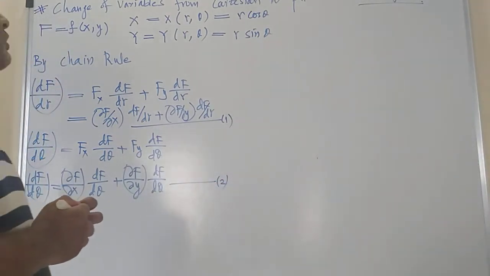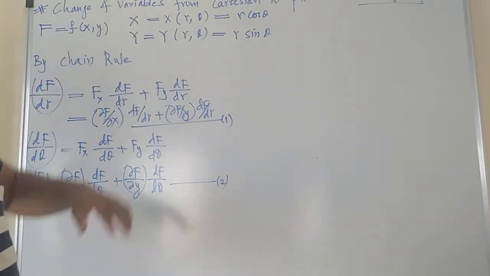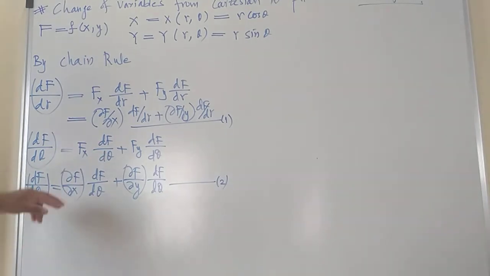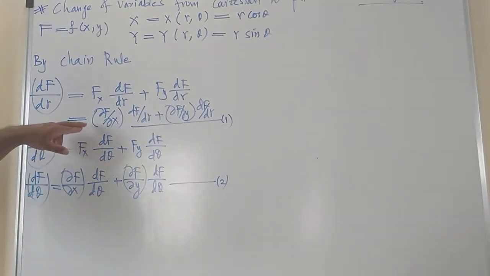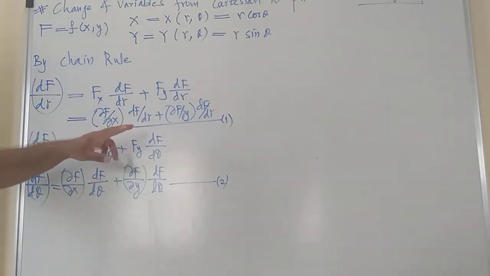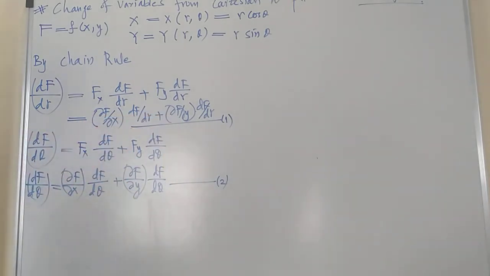Now in order to change the variables from Cartesian to polar coordinate system, that means what? We have to write this relation in terms of dou f by dou x and dou f by dou y. These two relations we have to obtain. Now in order to get this dou f by dou x and dou f by dou y, we have to consider these two relations, equation number 1 and 2.